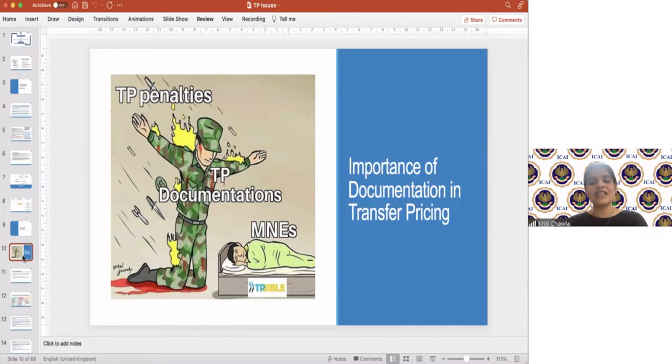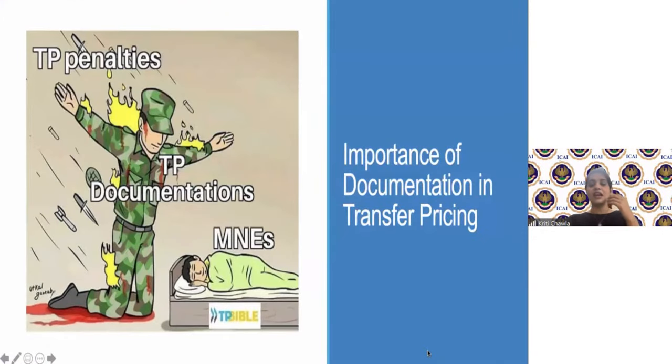Now this is the slide that talks about the importance of transfer pricing documentation from the perspective of a diagram. It basically says that if MNEs, multinational enterprises, want to protect themselves from transfer pricing penalties, then they'll have to maintain something called transfer pricing documentation.